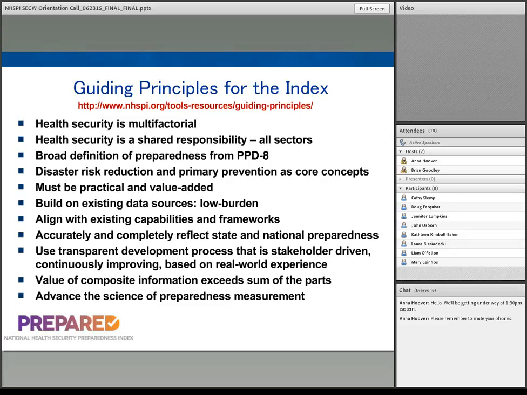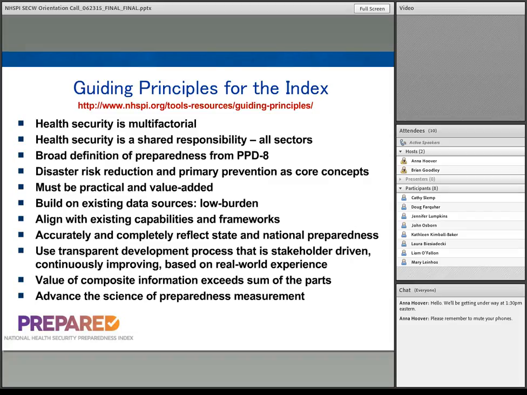The next one is clearly an aspirational principle, but we are striving to accurately and as completely as possible reflect both state and national preparedness. That is a challenge, as you know, but it certainly is something that we aspire to do, and we want to strengthen the ability of the index to do that continually.